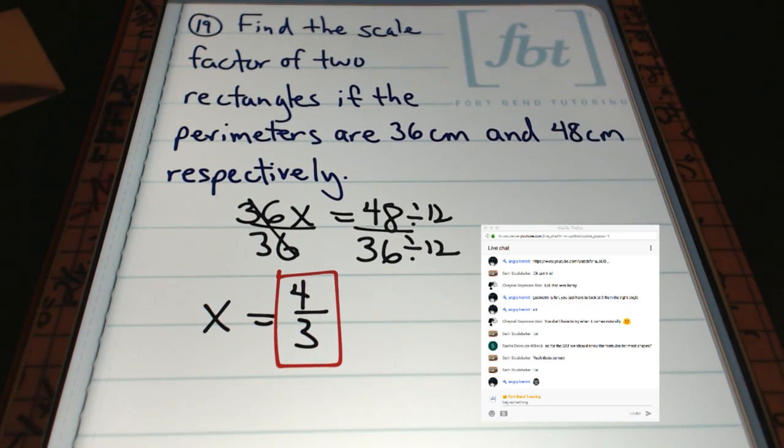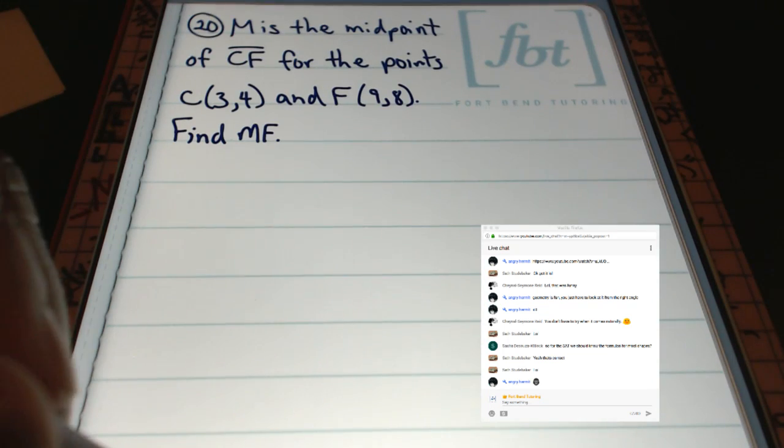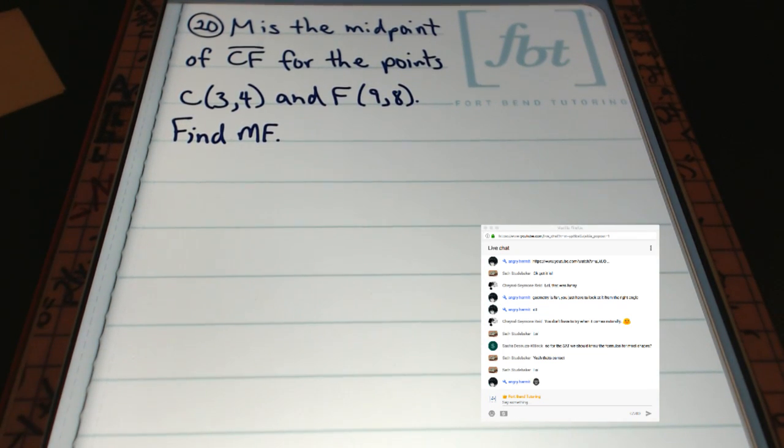We have problem number 19, guys. It is in a red box. This is the scale factor, and that's how you find it. You just divide and simplify. I'm moving on. I am so moving on to problem number 20, guys.